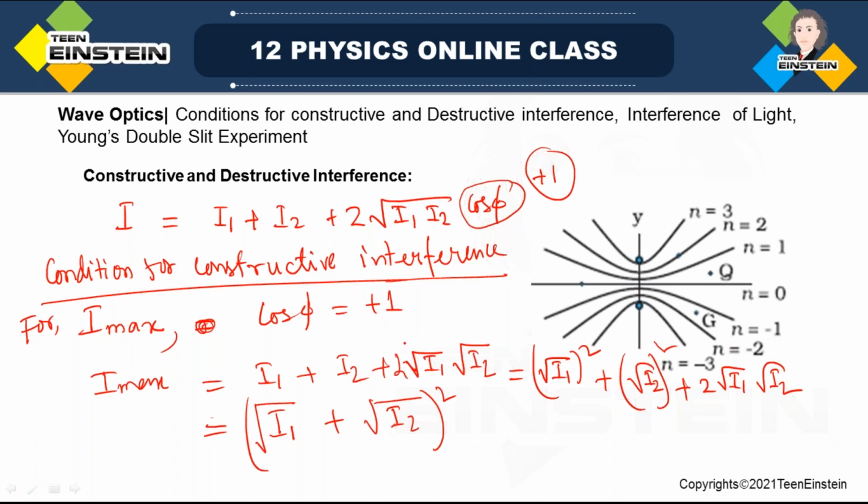Okay, so what you get for constructive interference, cos phi has to be plus 1. And see what is the intensity. This is the expression for intensity. Now you have to find out the condition. So the condition we have already written. What is this? Cos phi has to be plus 1. So how is it possible?